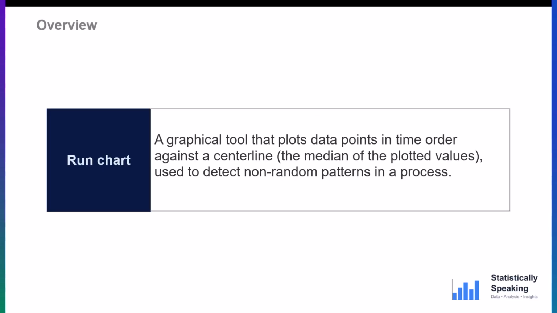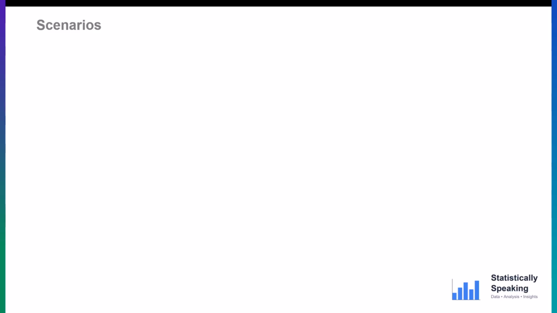A run chart is a graphical tool that plots data in time order against a center line, and it is used to detect non-random patterns in a process. There's a lot to unpack in this definition and we'll get to it shortly. But first, let's look at some scenarios where you could use run charts.